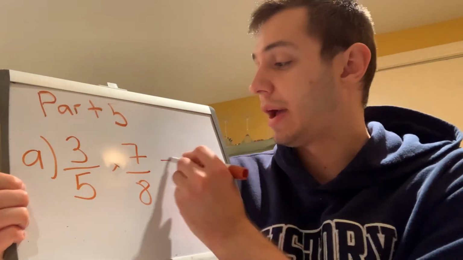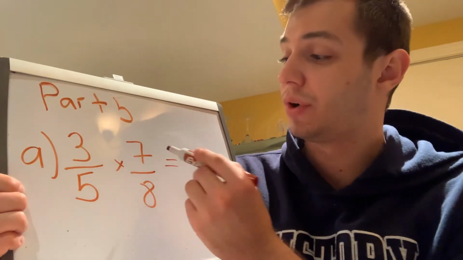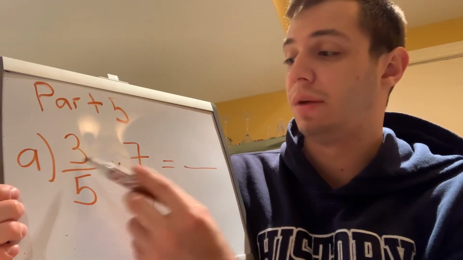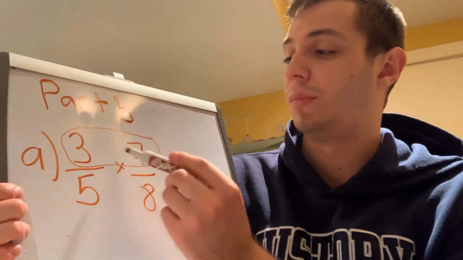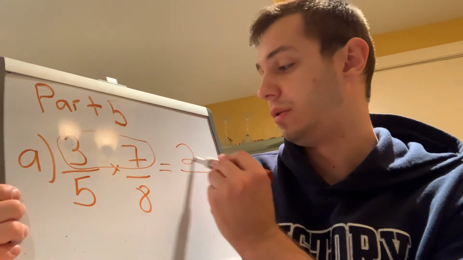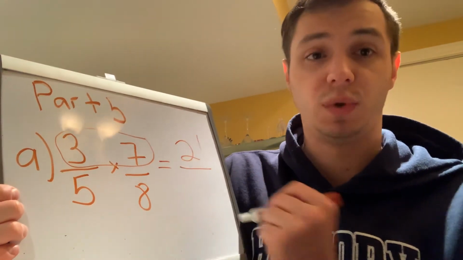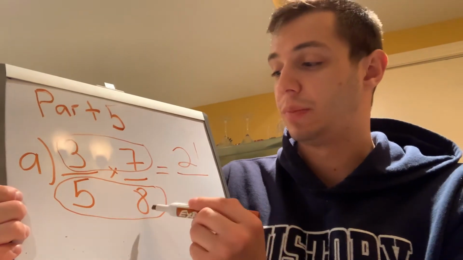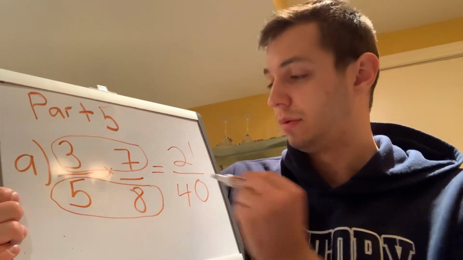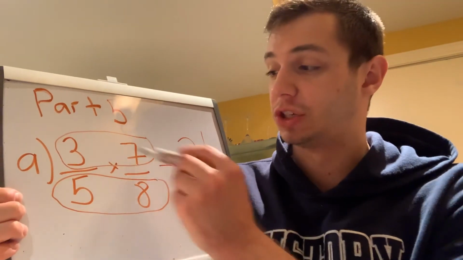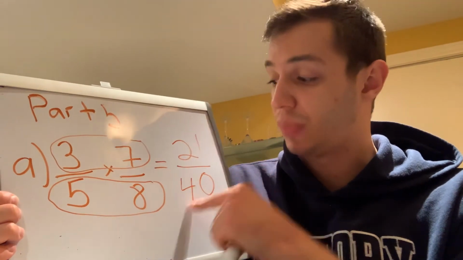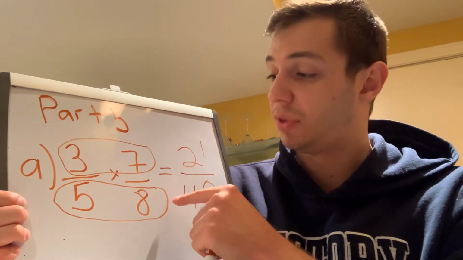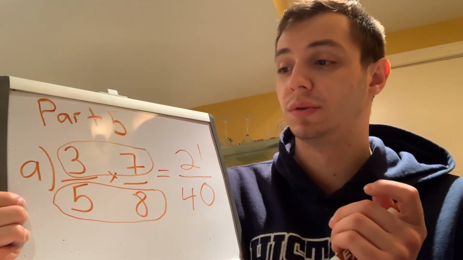Remember, when we're multiplying fractions, both your top number and your bottom number will change. In order to find my top number, I'm going to multiply my 2 top numbers together. 3 multiplied by 7 will give me 21. And then in order to find my bottom number, which will also change, I'm going to multiply the 2 bottom numbers. 5 multiplied by 8 gives me 40. So once again, when we're multiplying our fractions, your top number will change and your bottom number will change. To find your top number, you multiply the 2 top numbers, and to find your bottom number, you multiply your 2 bottom numbers.